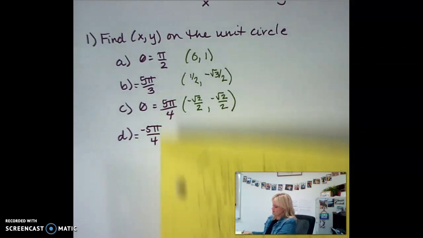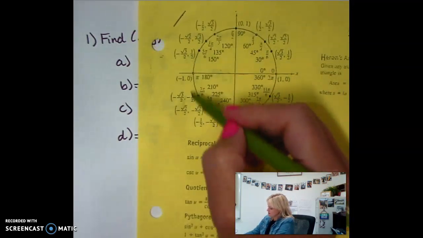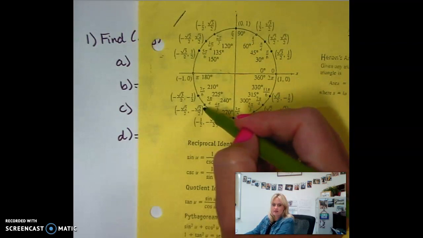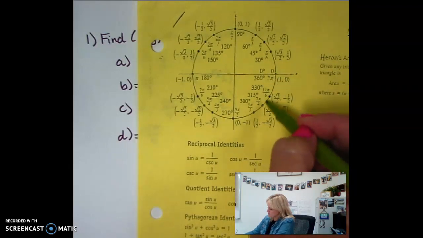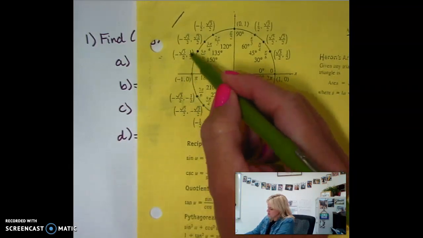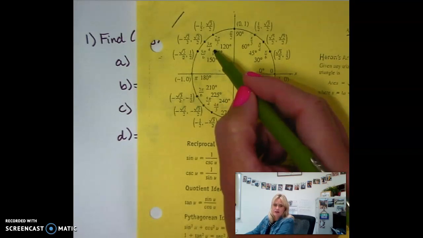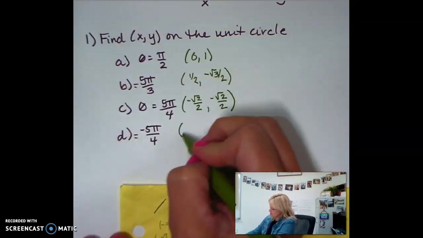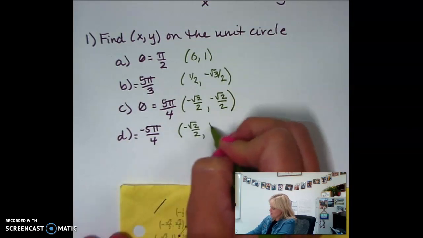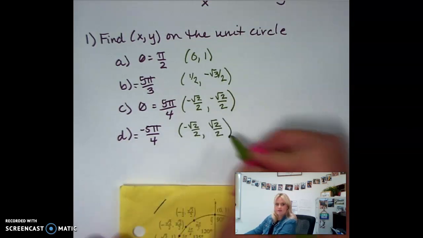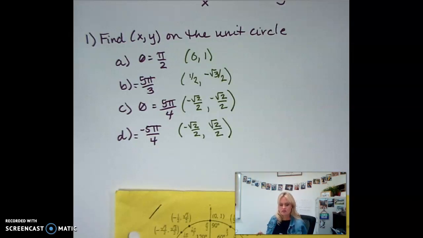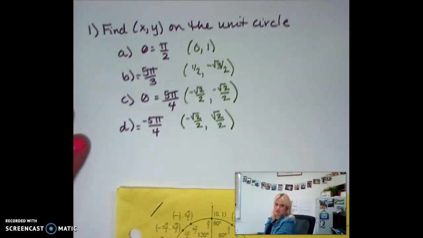Now, if 5 pi over 4 is down here at 225 degrees, where is negative 5 pi over 4? That would be going the opposite direction, the same distance, and that would land us at a coterminal angle, or I'm sorry, at the 3 pi over 4, which is at negative square root 2 over 2, positive square root 2 over 2. So once you understand how to find those values, it's going to make it easier now finding the 6 trig functions.